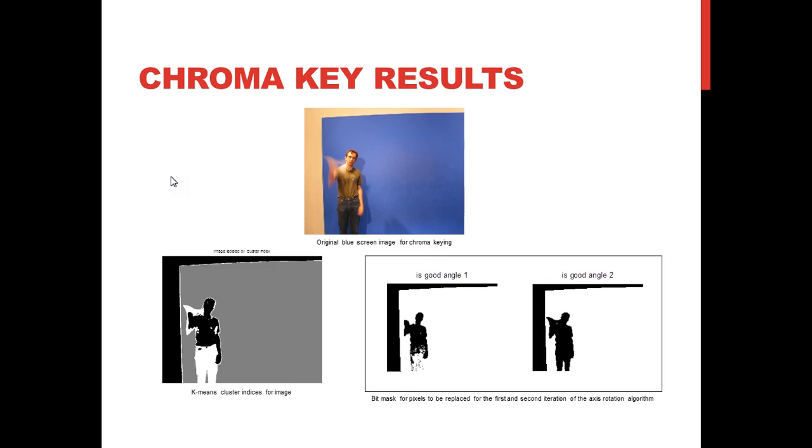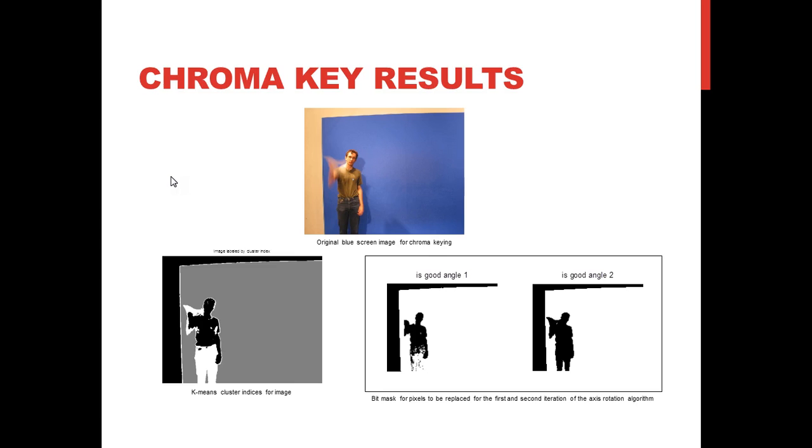So here are the results from the chroma key. The top image is the original image I used, and it's a guy standing in front of a blue screen, and there's a little bit of background behind the blue screen. On the bottom left corner, you can see the indices from the k-means clustering. As you can see, the gray is the cluster that most resembles the background that we're trying to replace. So those are the pixels that are going to be replaced.